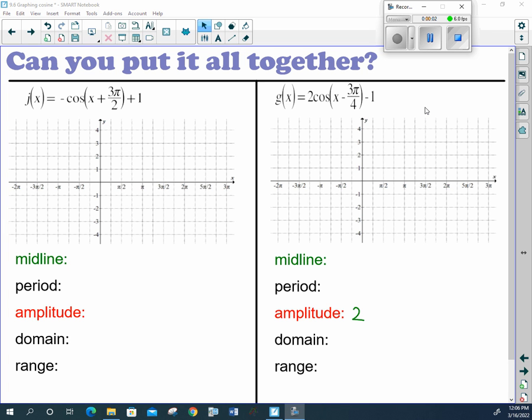This video is going to pick up where the other video left off. So we're going to go ahead and start by graphing this cosine curve. We're going to start by analyzing. We can see that our amplitude right here is 2. I've already got that written.